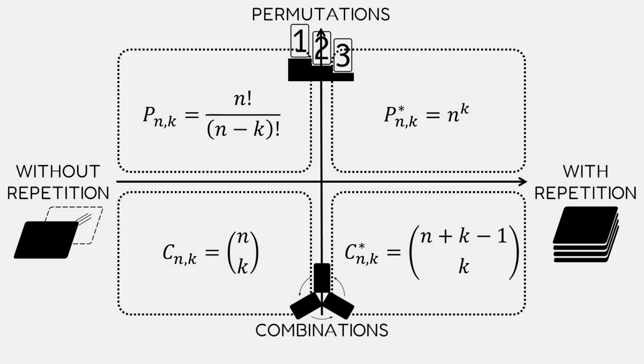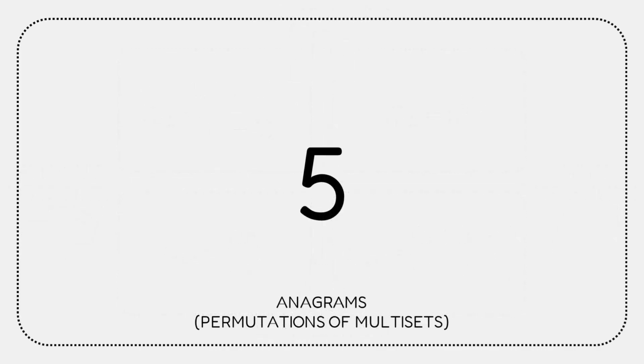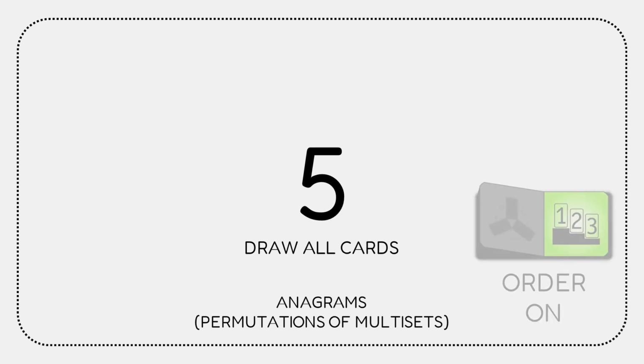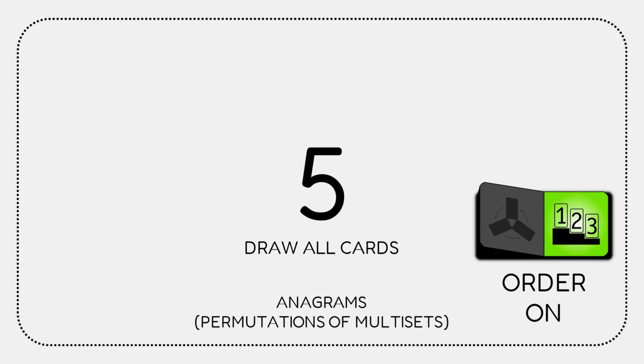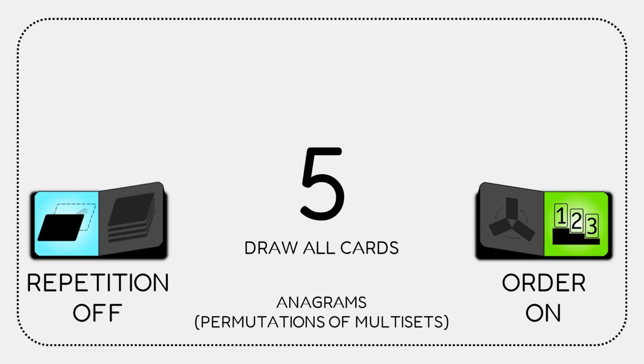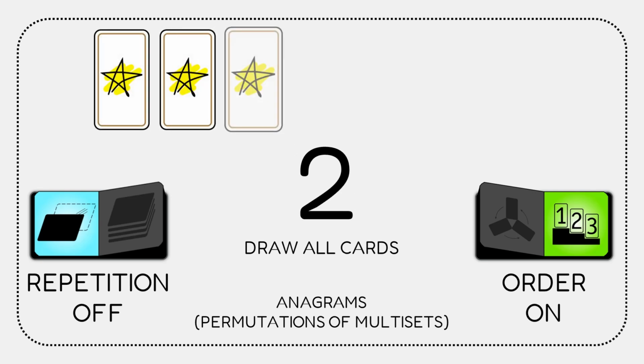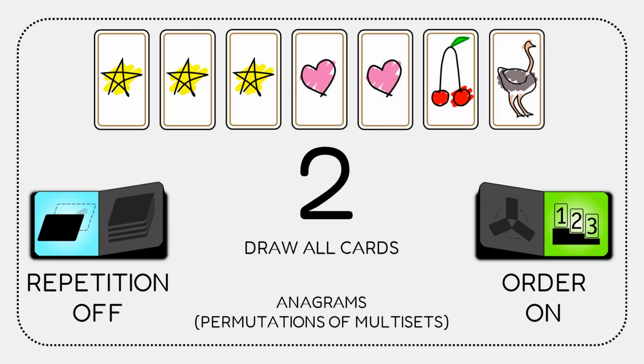Before doing exercises, we need to talk about a fifth and final special case, anagrams, also called permutations of multisets. This is the case where we draw as many cards as are in the deck, k equal to n. We care about the order of the draw, and the cards are not replaced. You might say, we already covered this case in the second quadrant, and I'd say, yeah, but this time the starting deck doesn't have to be made of different cards. There can be identical cards.